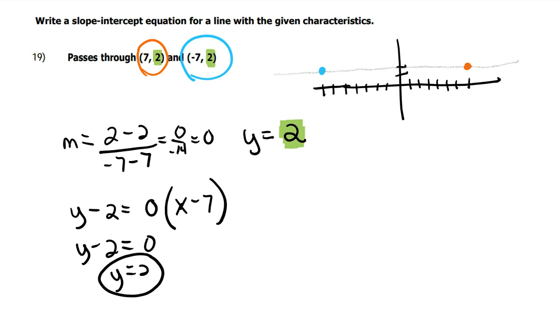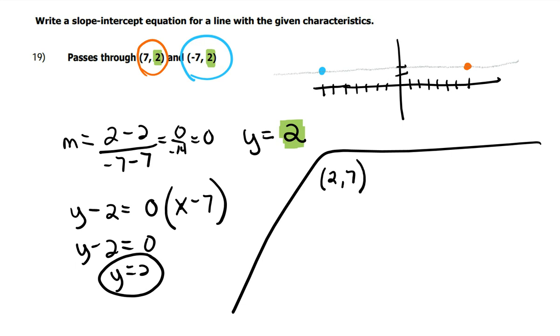Now let's switch it around. What if, I love to play the what if game, what if instead of 7, 2, they gave you 2, 7, and instead of negative 7, 2, they gave you 2, negative 7? Now what are we looking at? Well, now we're looking at 1, 2, 3, 4, 5, 6, 7, 1, 2, 3, 4, 5, 6, 7, 1, 2.